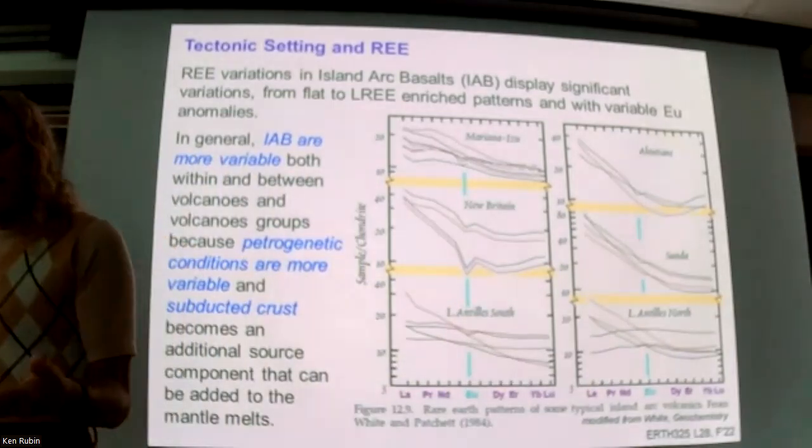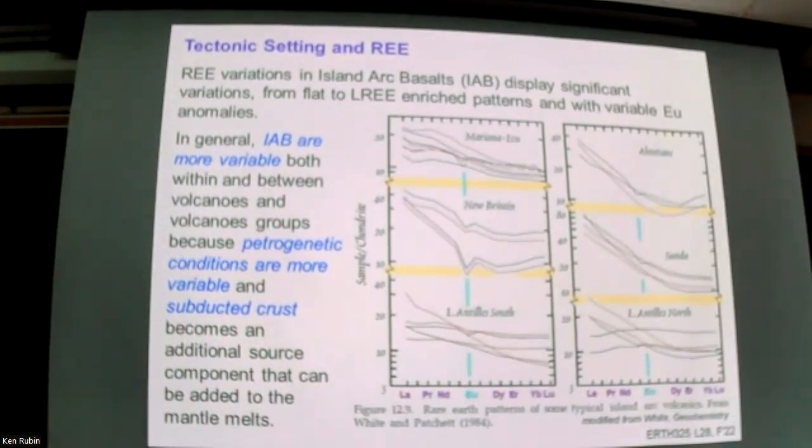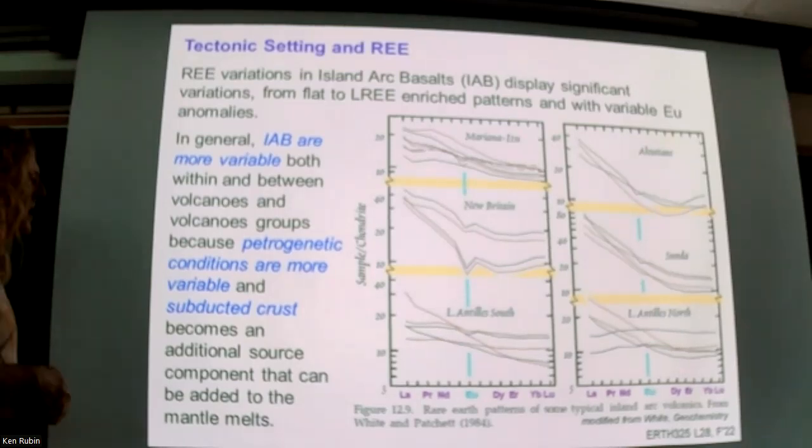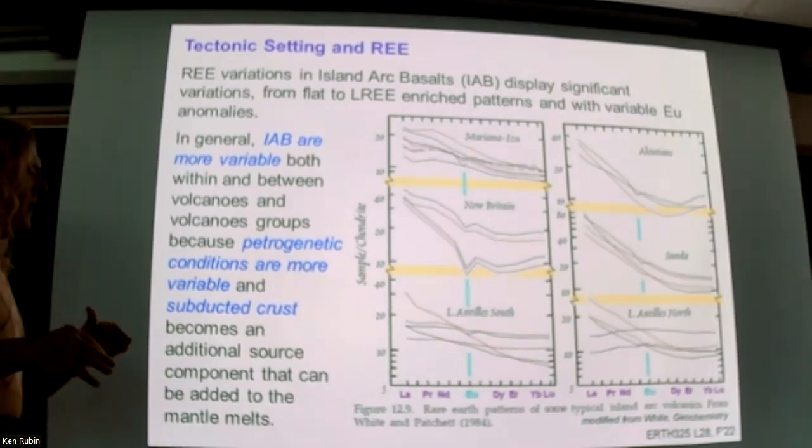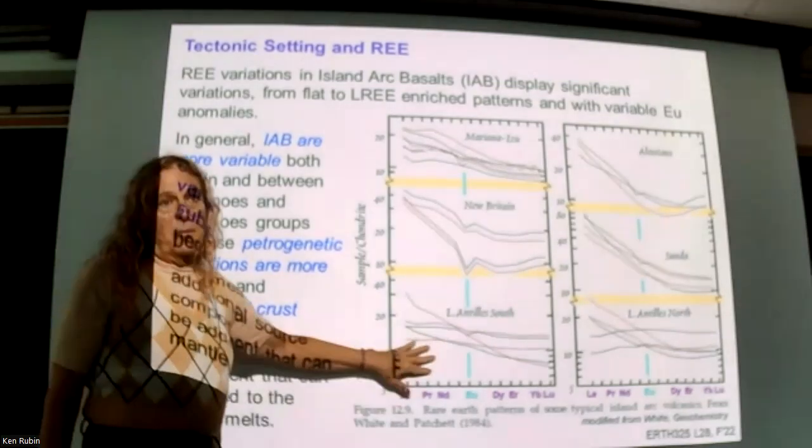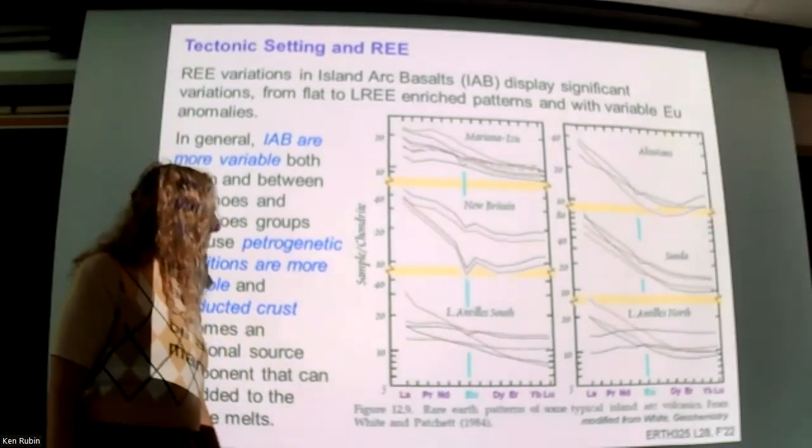So whatever's going on, and again, arcs are complicated mixes of what's in the mantle wedge, what's being subducted, what is being pulled off the subducted slab and added back into magmas to produce their complicated compositions. Through that whole process, we don't end up getting anything that really looks like MORB, right? It's either flat or it's light rare earth enriched.